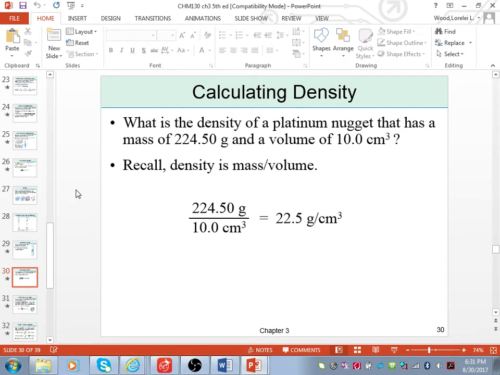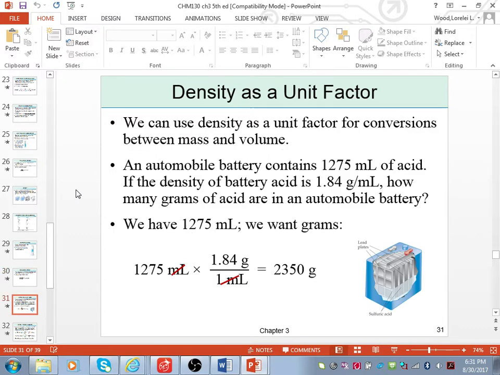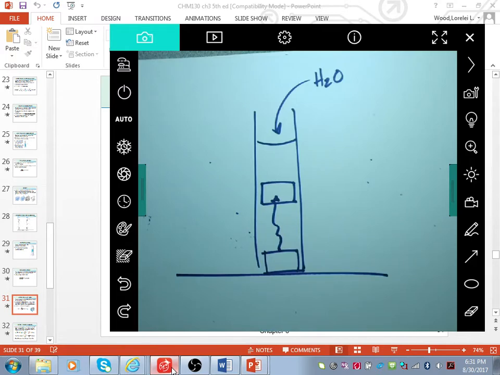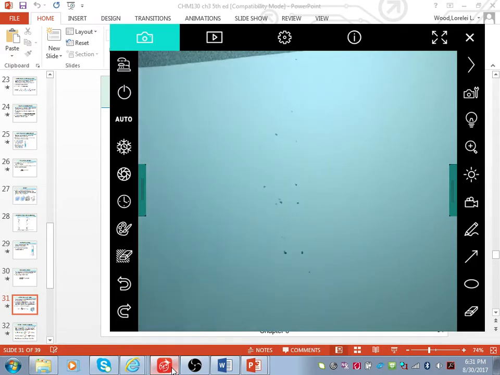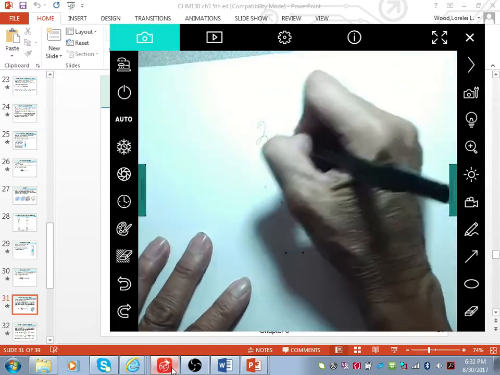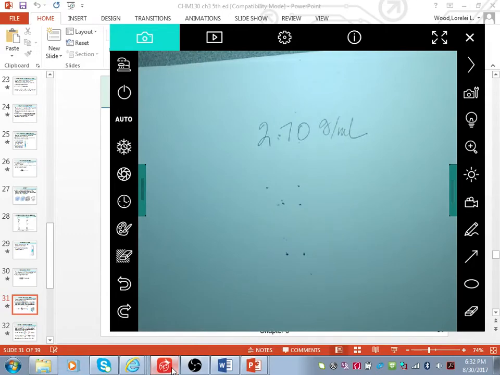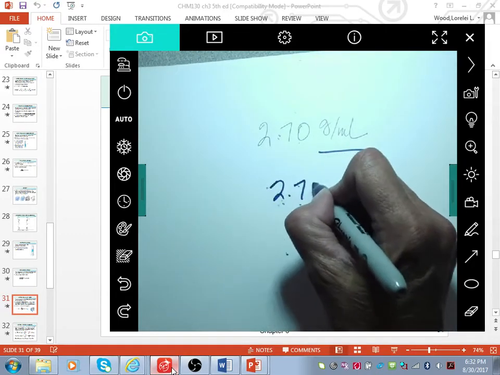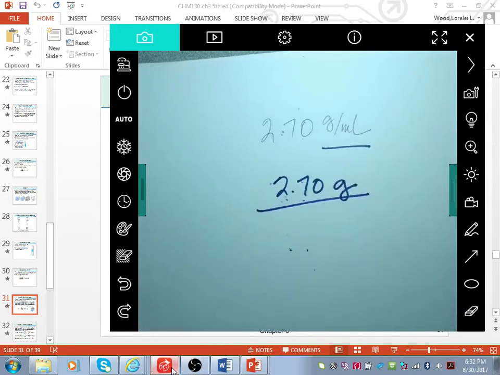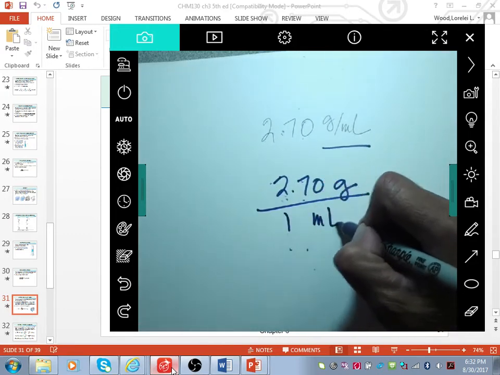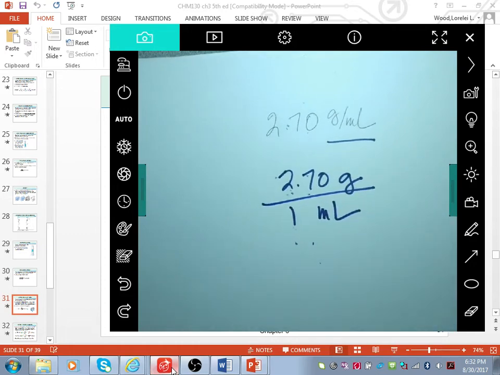Easy peasy. Density is mass over volume. All you got to do is divide one by the other. You can also use density as a conversion factor. If you say the density of aluminum is 2.70 grams per milliliter, well, that's not as easy to think about. Remember how I told you when you're thinking about these density values and the units? If you say aluminum is 2.70 grams per milliliter, I want you to start thinking of that not as a compound unit, but as 2.70 grams. How many milliliters are they talking about? 1 milliliter. So now it looks more like a conversion factor, right? That you could use.